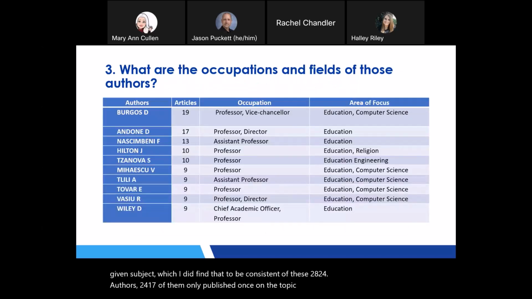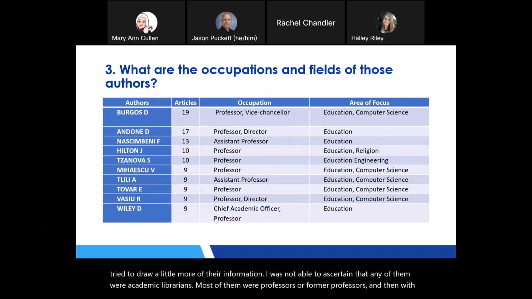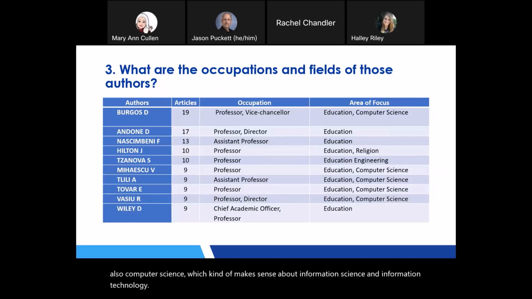And so of these authors, I tried to draw a little more of their information. I was not able to ascertain that any of them were academic librarians. Most of them were professors or former professors. And then with their Web of Science records, their areas of focus and research were primarily education, and then also computer science, which makes sense given information science and information technology. So you can see those there.